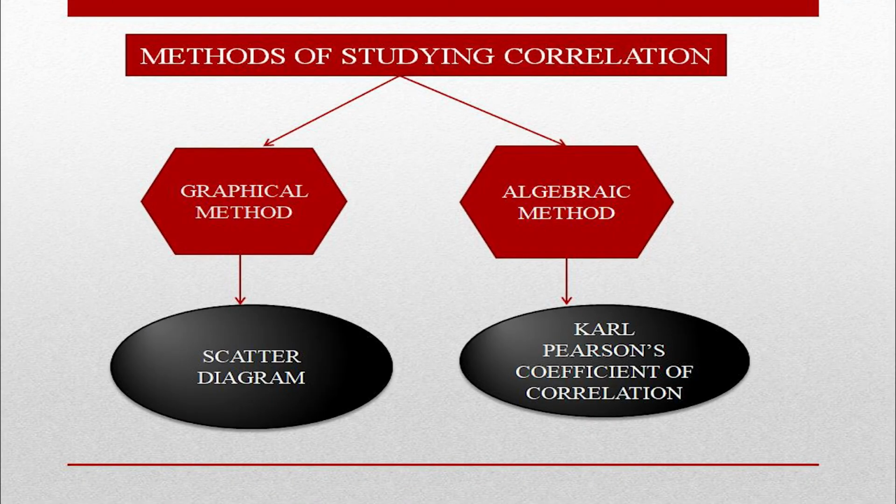Next, what are all the methods available to study correlation? Correlation can be studied using the graphical method and the algebraic method. For the graphical method, we use the scatter diagram. For the algebraic method, we use the Karl Pearson coefficient of correlation.